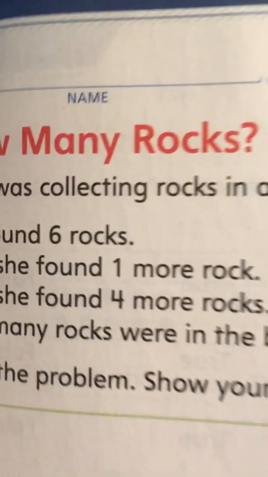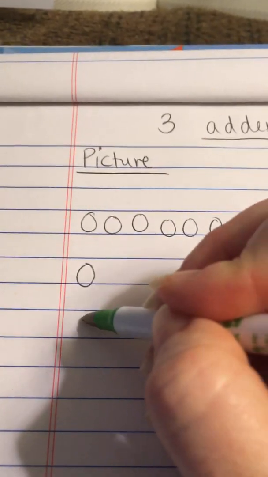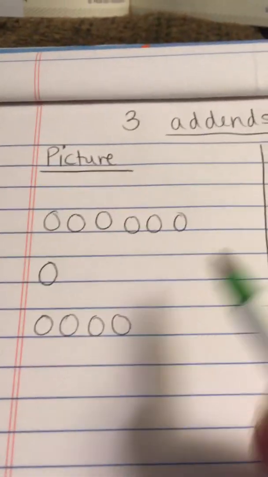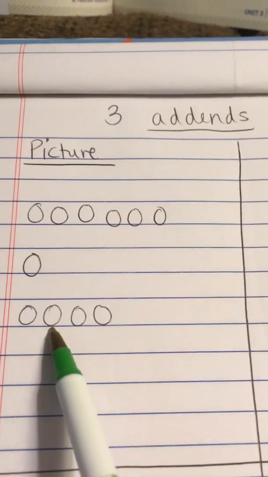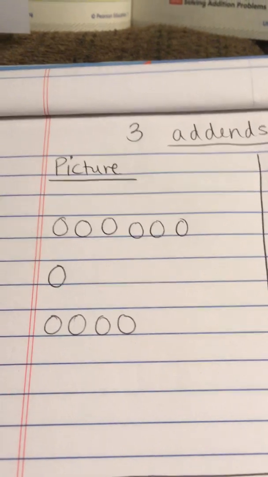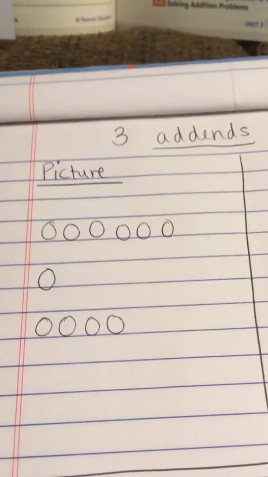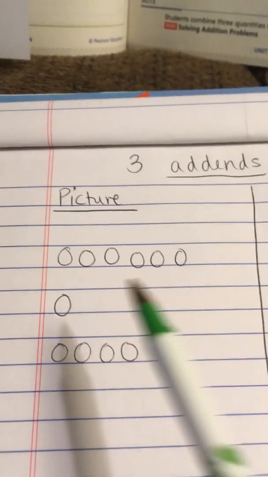And then the next part is 1 rock. So right below it on the next line, I'm going to draw 1 rock. And then the next part was 4 rocks. So I'm going to draw 4 rocks in the next line. 1, 2, 3, 4. Let's just double check. 1, 2, 3, 4. So after I draw my picture, I'm going to count them up because that will give me the total number. So let's count them together.